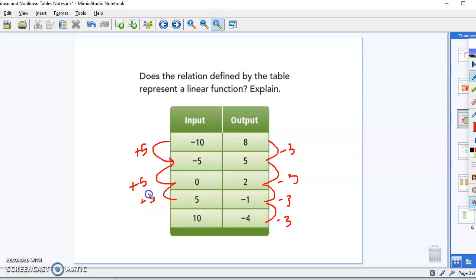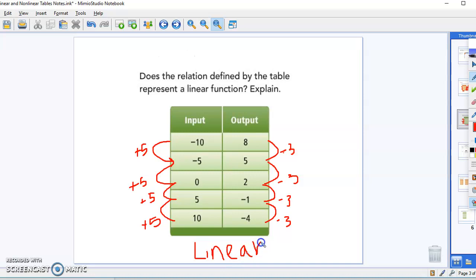So what we see here is that every change in the output over the change in the input, like rise over run, is the same. So every one of these, the change here over the change in that, the change here over the change in that, they all are the same. So this has a constant rate of change, which means that this table is representing a linear function.